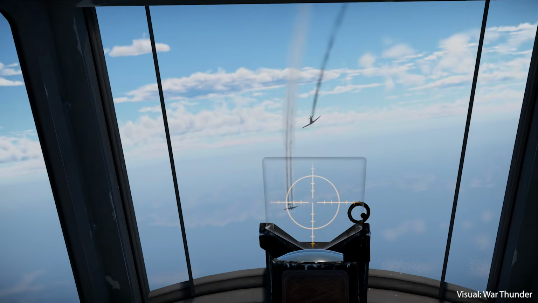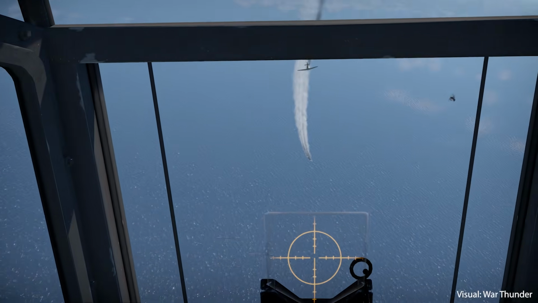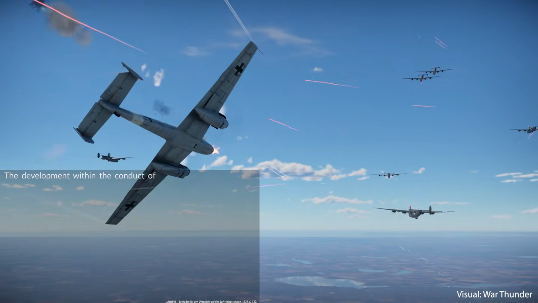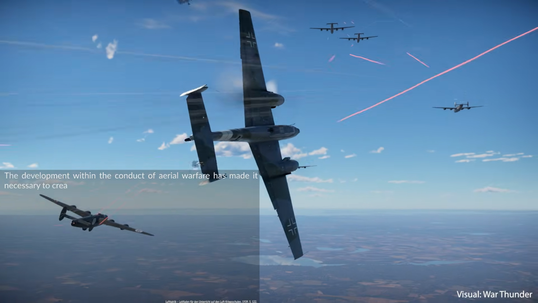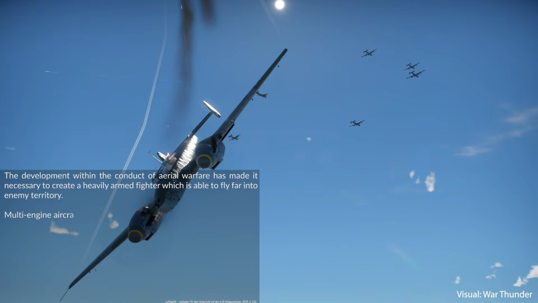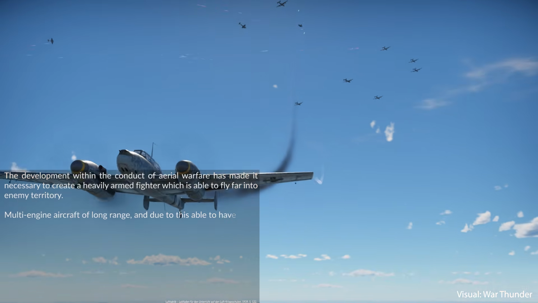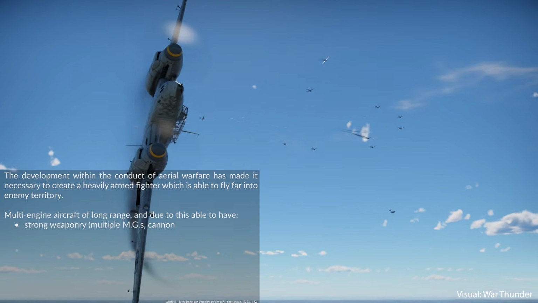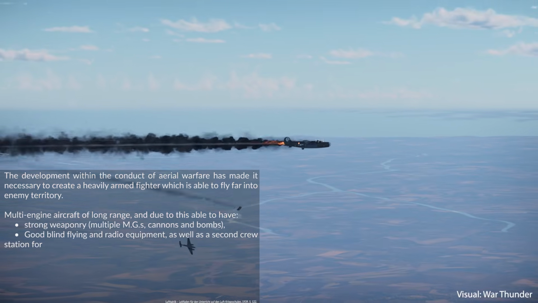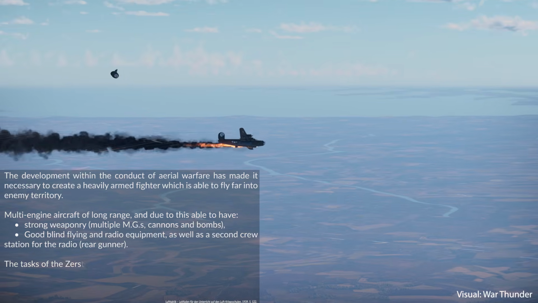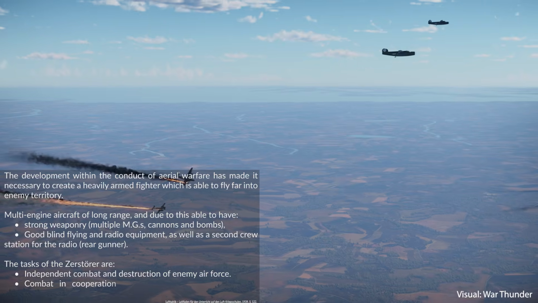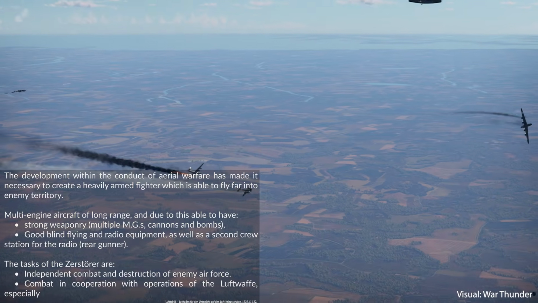Well, the 110's tasks in the Luftwaffe were straightforward. Quoting here directly from one of the German documents from 1939: "The development within the conduct of aerial warfare has made it necessary to create a heavily armed fighter which is able to fly into enemy territory. This is a multi-engine aircraft of long range and due to this able to have strong weaponry, multiple machine guns, cannons and bombs, good blind flying and radio equipment as well as a second cruise station for the radio, rear gunner. The tasks of the Zerstörer are independent combat and destruction of enemy air force, combat in cooperation with operations of the Luftwaffe, especially the bomber units."